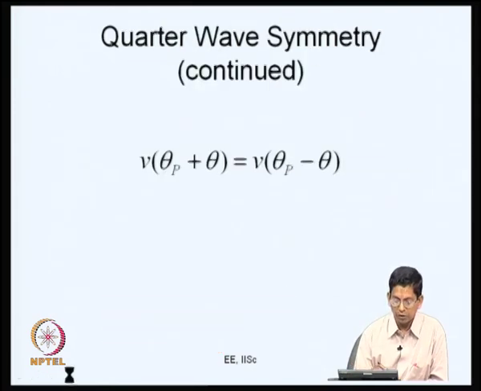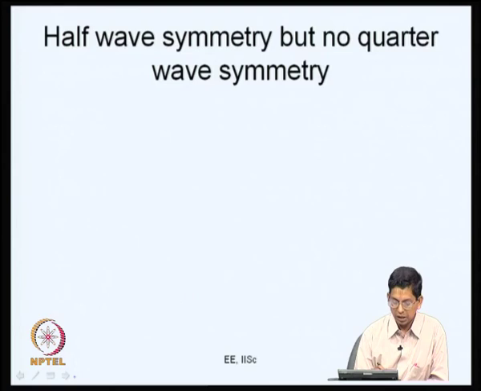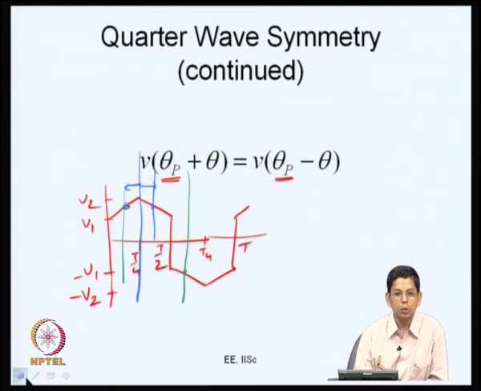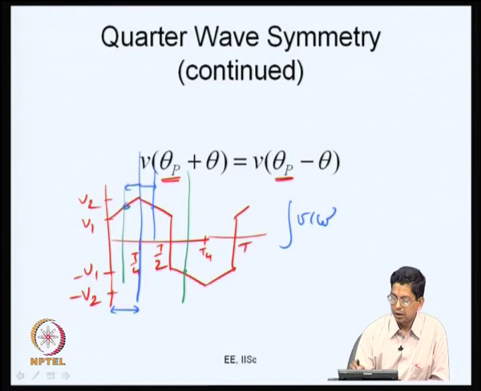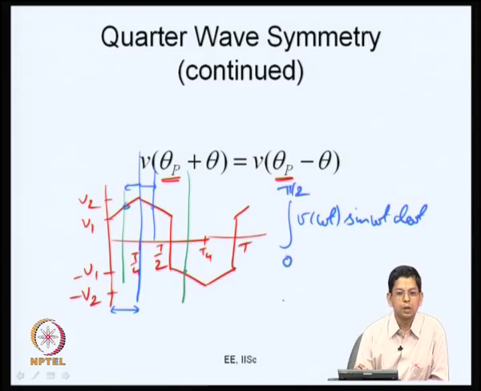If you have quarter wave symmetry, you need to consider only one quarter. For example, you can consider only this quarter, with v of omega t defined only over 0 to 90 degrees, and you perform an integration of v of omega t multiplied by sin of omega t, with respect to d omega t from 0 to pi by 2, and then the factor is 2 upon pi by 2, or 4 by pi. This will give you the value.